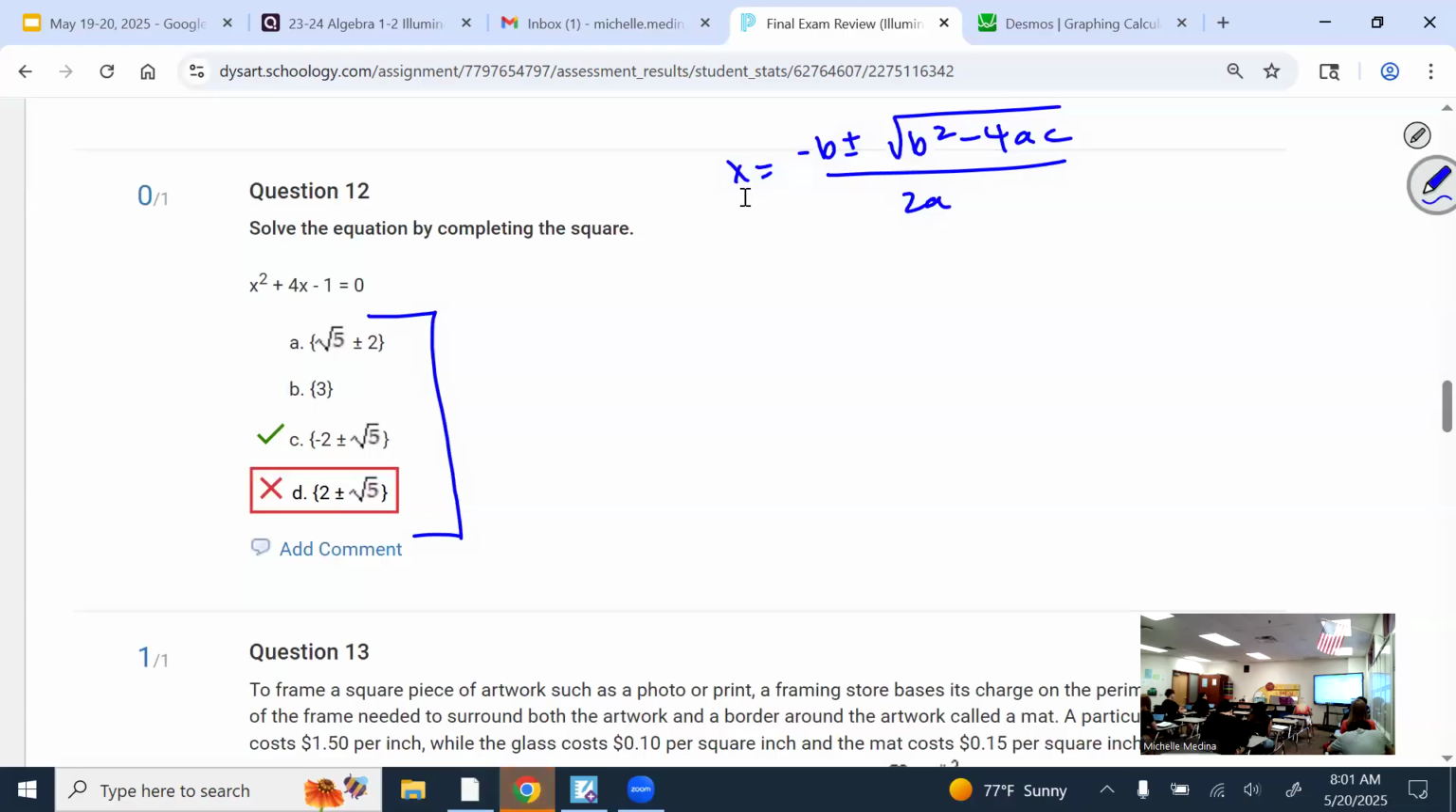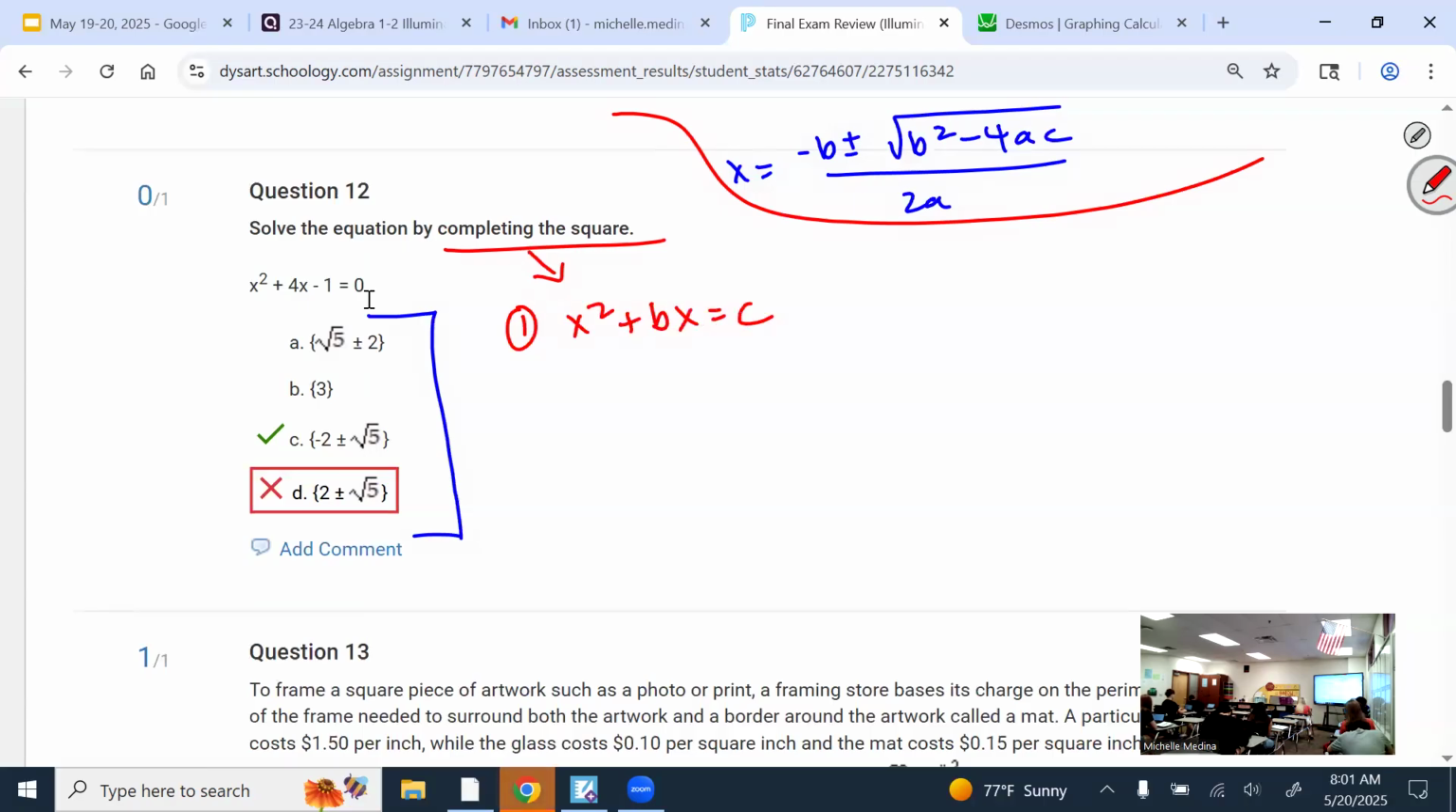But anyway, completing the square: if I did that method, I would first have to rewrite it so that C is on the other side. So if I'm doing this method, I'd rewrite it like this. How would I move this -1? So we're going to add 1 on both sides. That would make this x squared plus 4x equals 1.